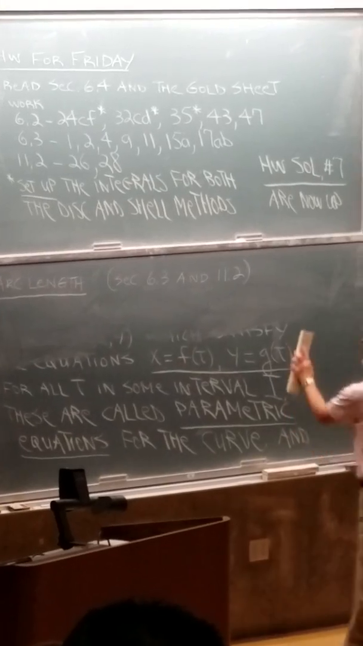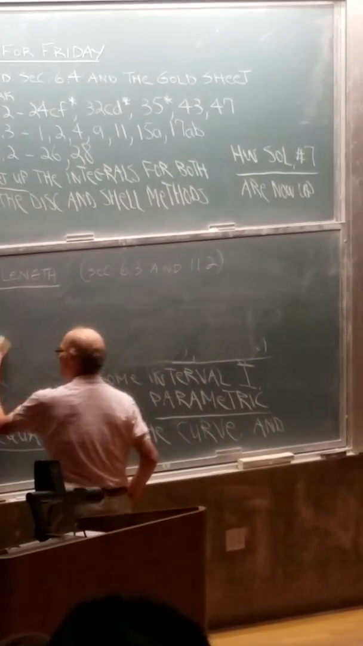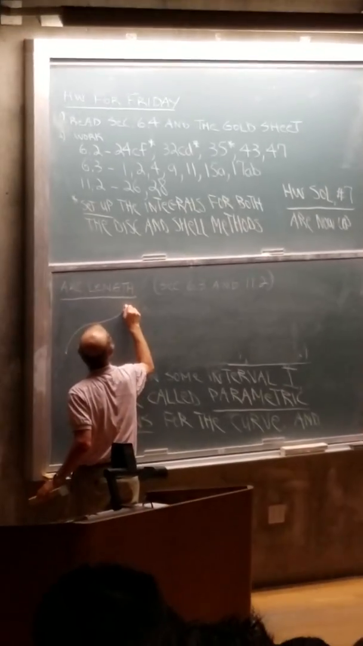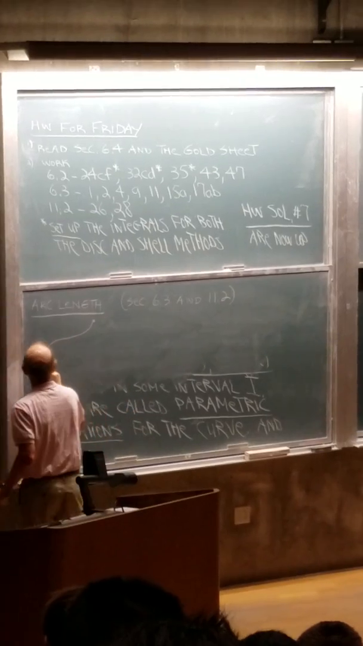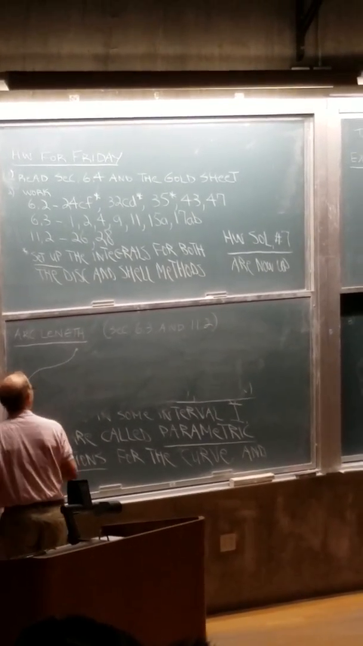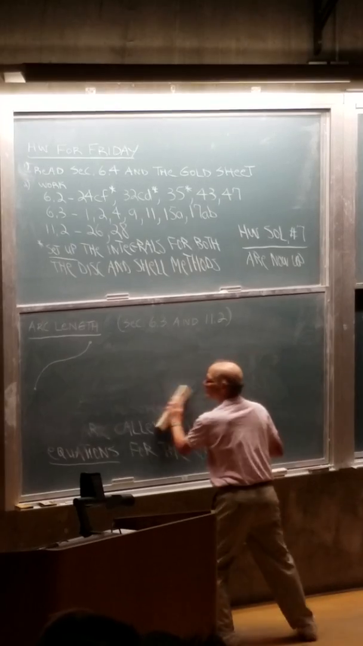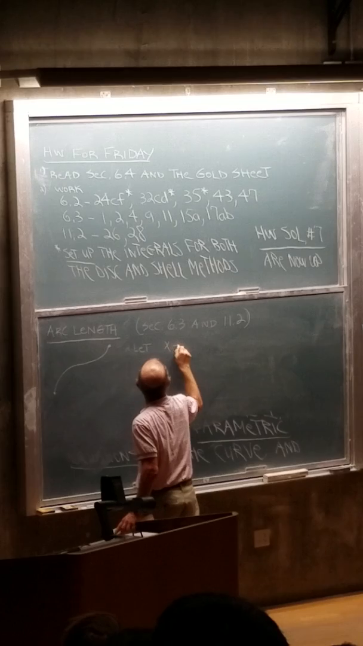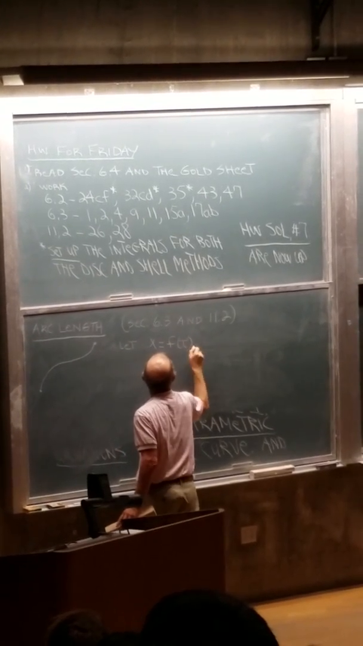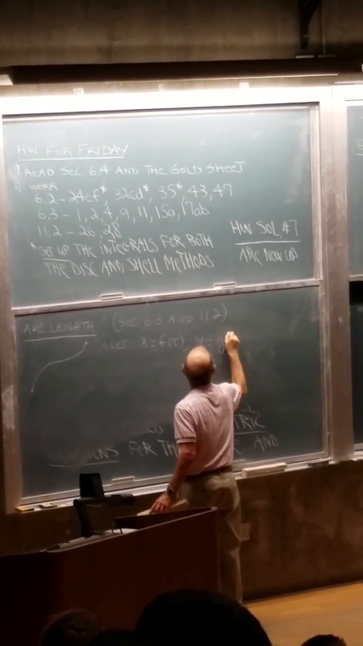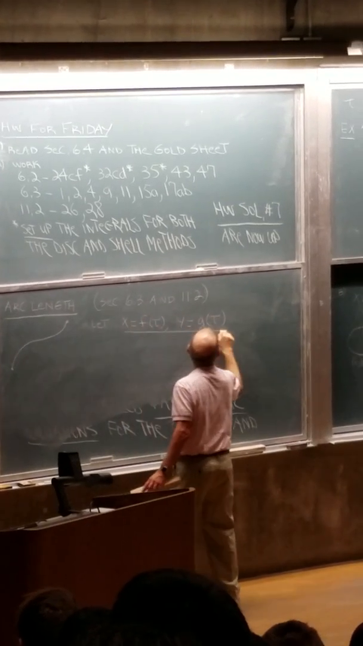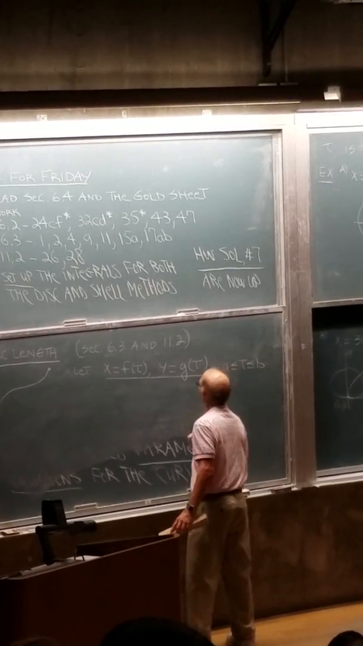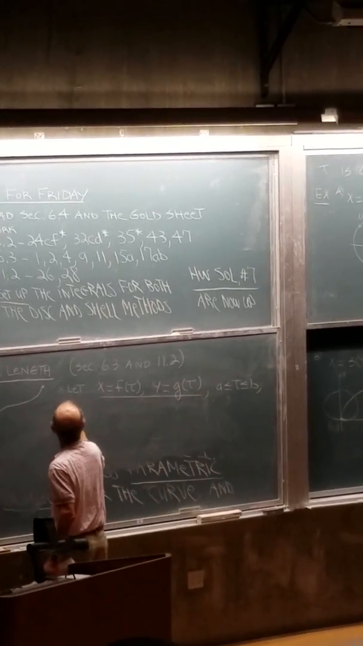Okay, so let me draw a parametric curve here. So let's say we have some kind of curve given parametrically. Say it looks like this. So let's let this be the curve x equals f of t and y equals g of t. Let's say t goes from a to b. Okay, let's let this be a parametric curve.